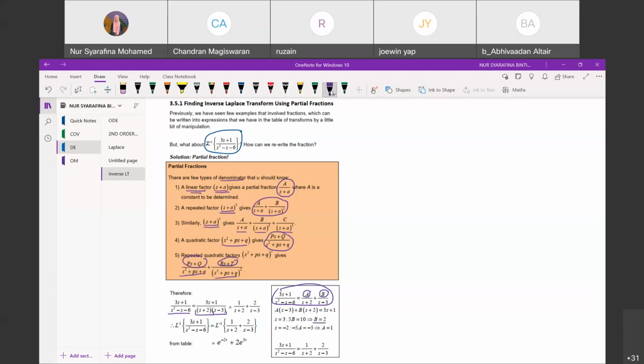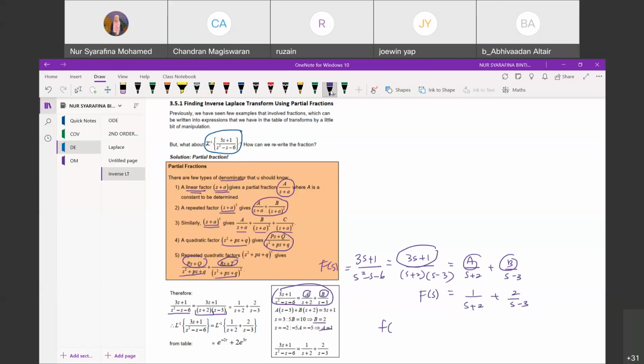Okay. Once you have your a and b, what you can say here is 3s plus 1 over s squared minus s minus 6 can be simplified by using partial fraction of s plus 2, s minus 3, by using a over s plus 2 plus b over s minus 3. Find a and b, compare with the left hand side here, and it can be simplified to 1 over s plus 2 plus 2 over s minus 3. So this is actually your Fs.